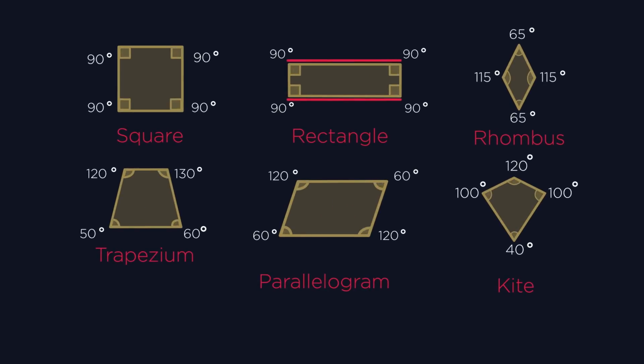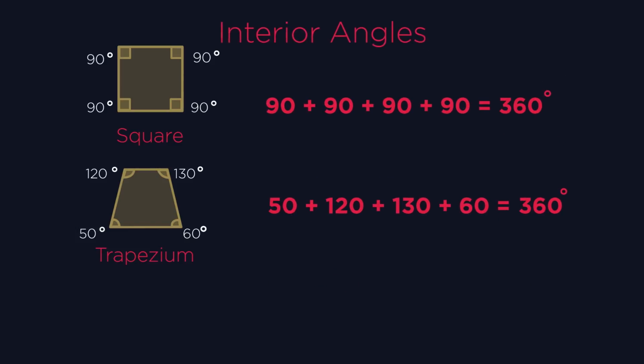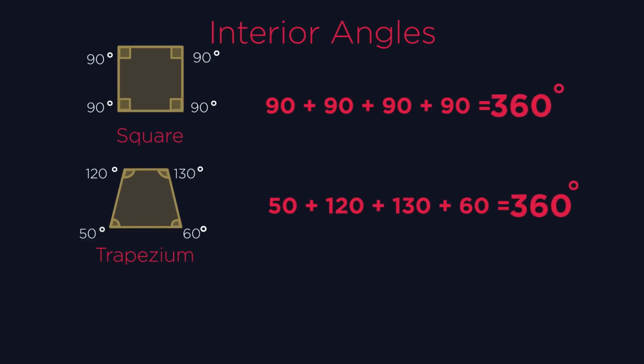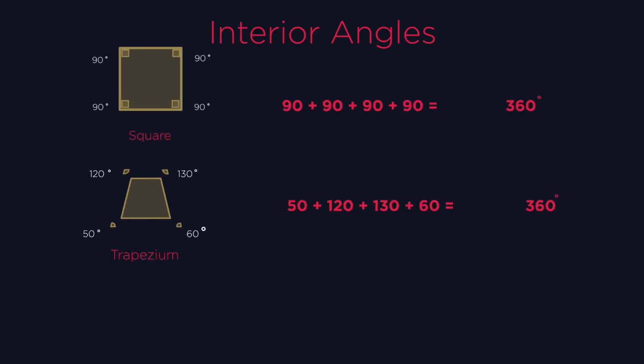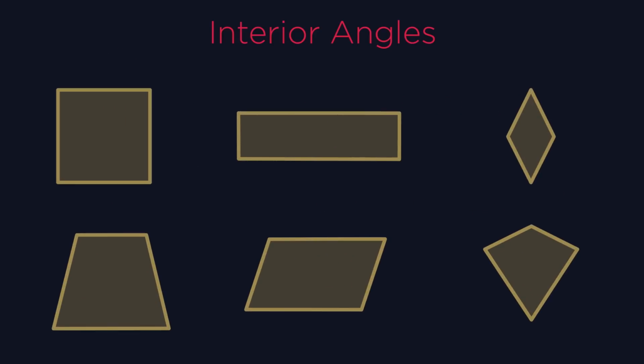So they all have 4 sides, they all have 4 angles, they all have 4 vertices or corners. What about the sum of the interior angles? The interior angles always add up to 360 degrees. We're going to have a look at these 6 quadrilaterals in more detail.